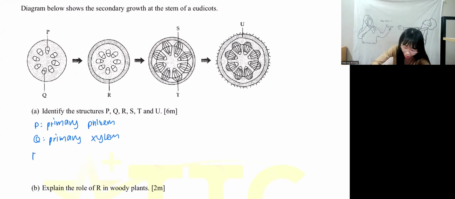Okay, then we have R. R is before the epidermis. R is known as cork cambium because cork cambium will allow them to form into a cork later, cork cambium.